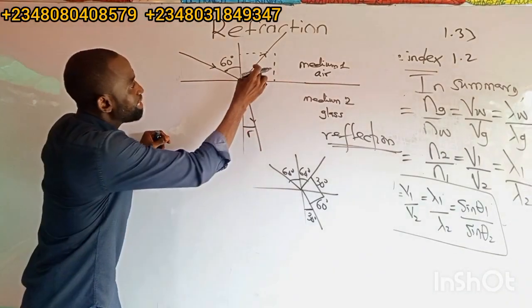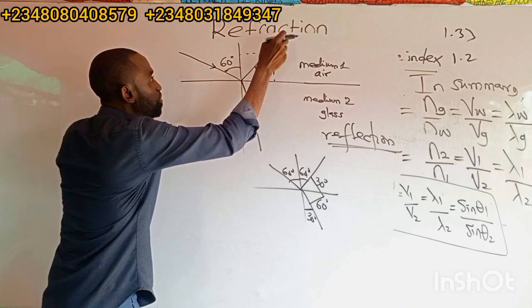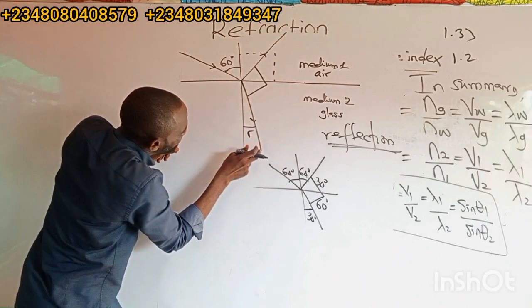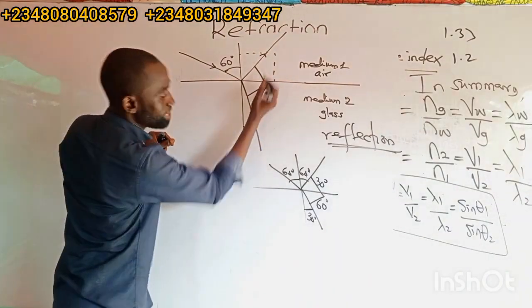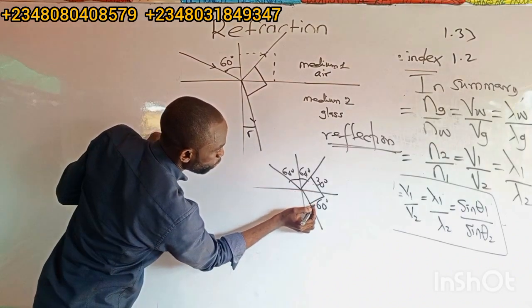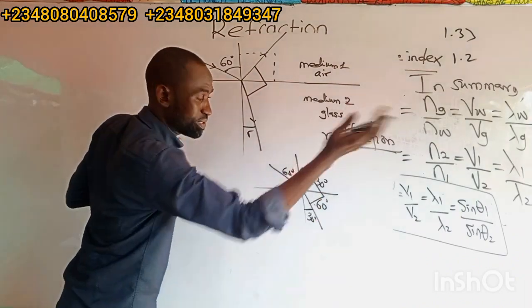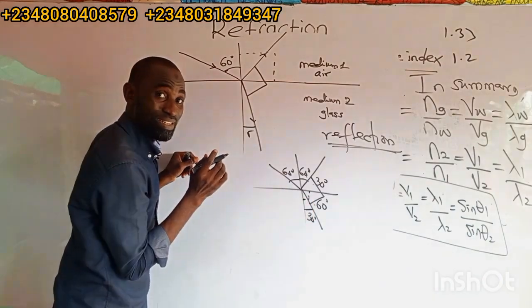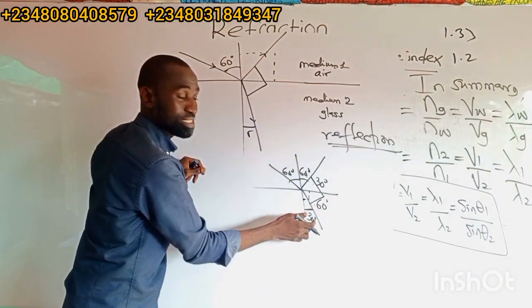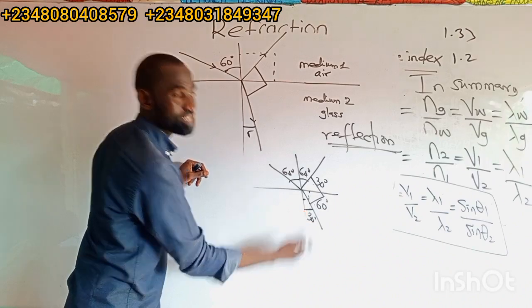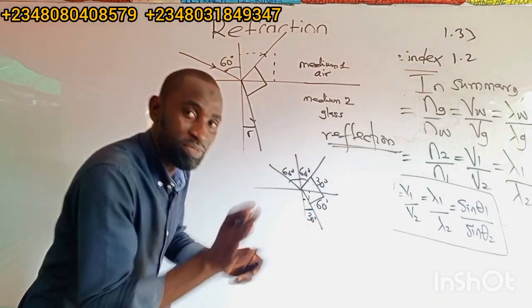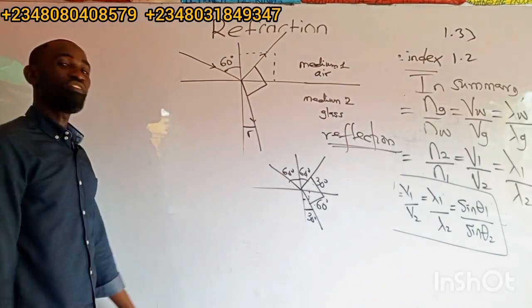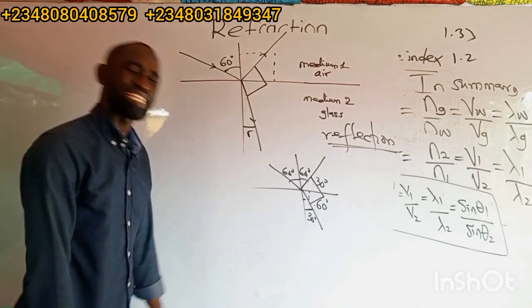And because I said they are perpendicular, the angle between the reflected ray and the refracted ray is 90. So this one is 30. This one we got now 60, because 60 plus 30 equals 90. 60 is gone. So the angle of refraction is 30. If they want to do something else, you can now say find the refractive index.